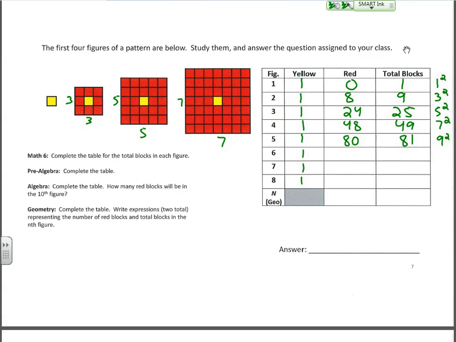Okay? So that kind of gets you going. This is definitely a pattern with squares, and that's why these perfect squares, 1, 9, 25, 49, 81, are such an important part. Don't worry about this bottom part here. That's for geometry only. You don't need to fill that out. You are only going through figure 8.